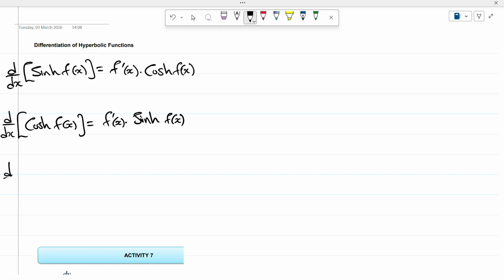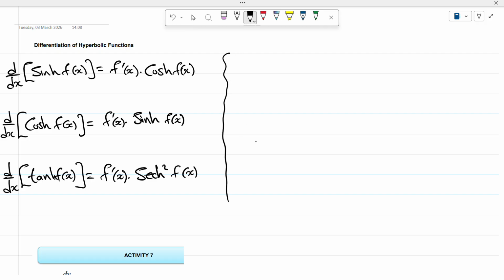Also, when we differentiate hyperbolic tan of f of x, this is going to be f prime of x multiplied by hyperbolic sec squared of f of x, just like that. So these are not the only ones.